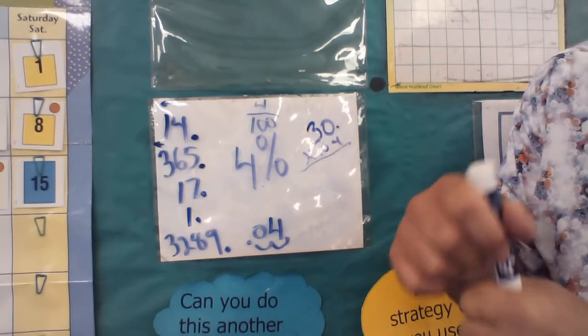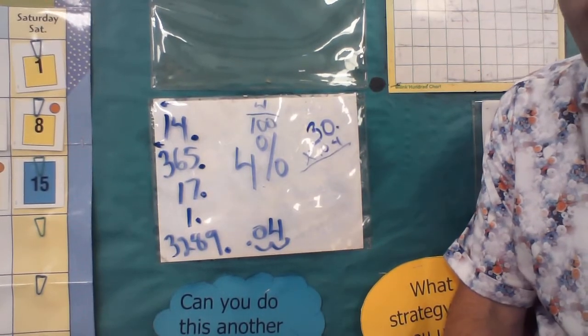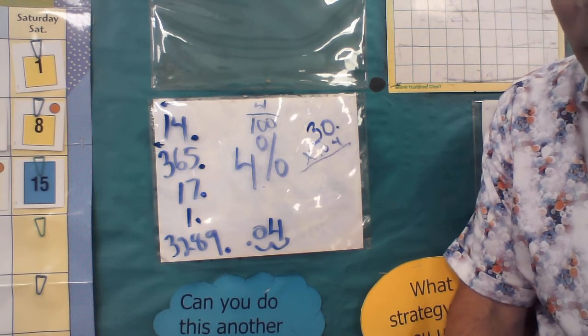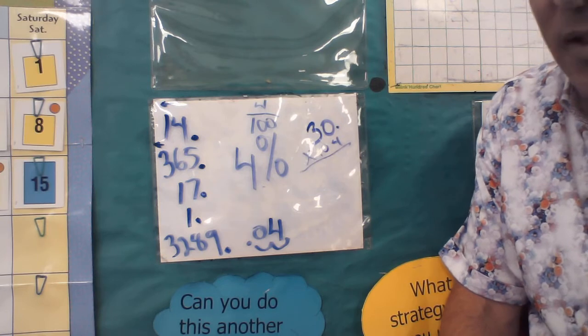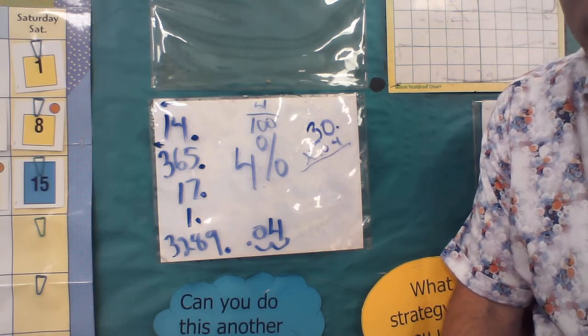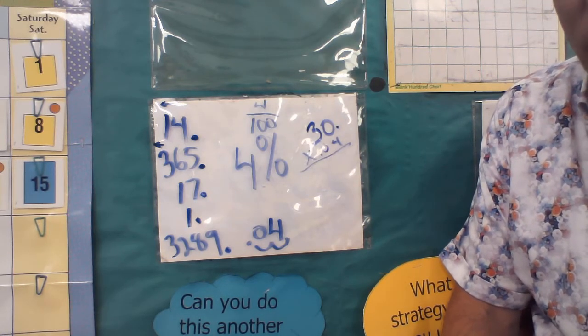So press pause. We're done our lessons for today. See if you can practice it. Write some numbers and practice putting the decimal point at the end, and then write some percents and practice converting them to decimals and fractions, and just kind of have fun with it.